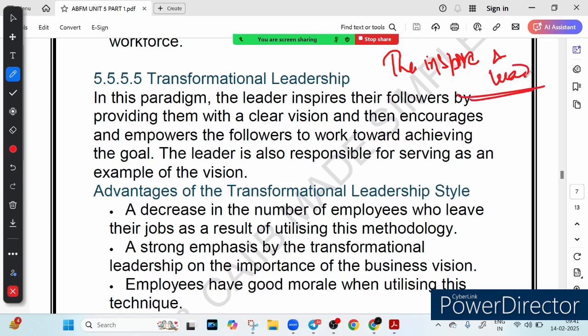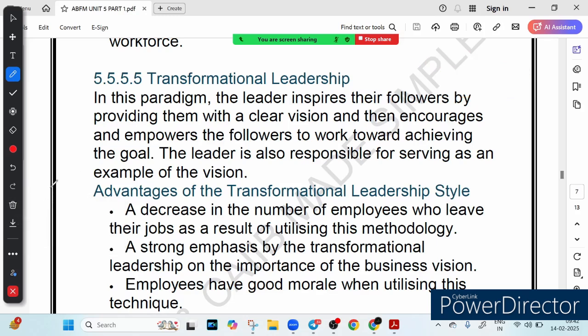Imagine working under a leader who does not just give orders but actually inspires you, motivates you, and makes you believe in a bigger vision. That's transformational leadership. These leaders set ambitious goals and empower their team to achieve them. They don't just talk the talk, right? They walk the walk. That is the key point.